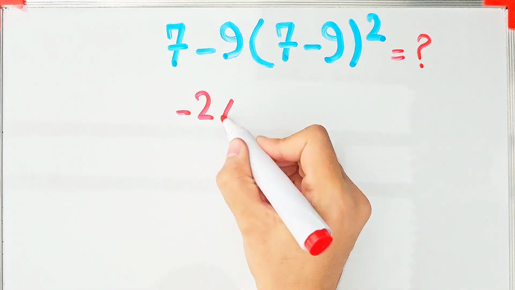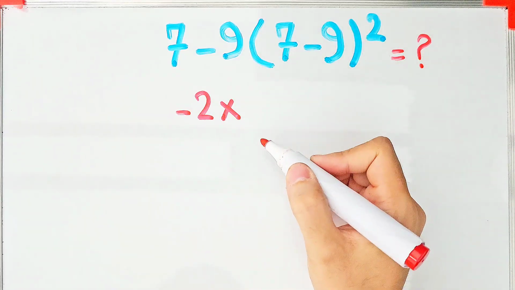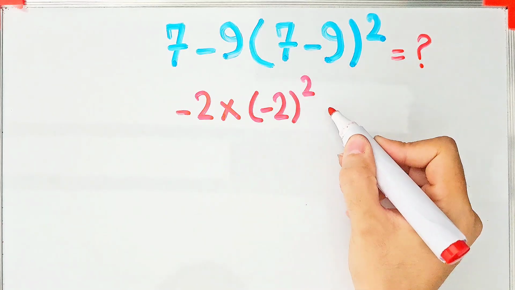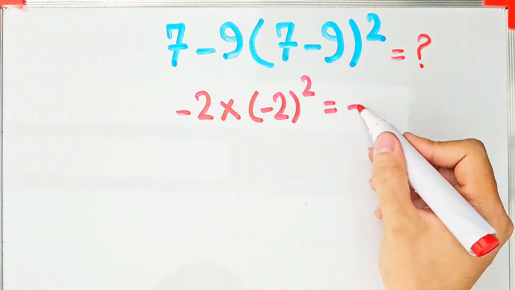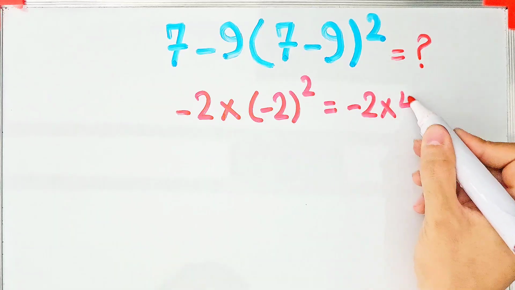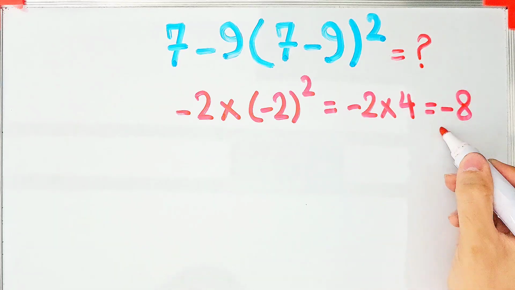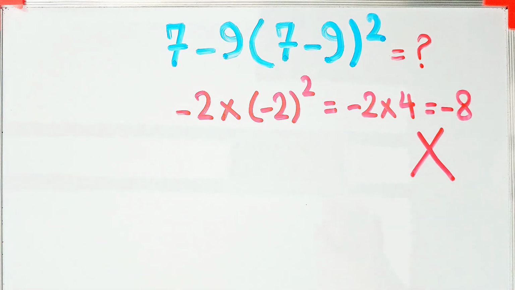7 minus 9 equals negative 2. Negative 2 times negative 2 to the power of 2. Negative 2 to the power of 2 equals 4. And negative 2 times 4 equals negative 8. But this answer is wrong. Let's solve it step by step together.